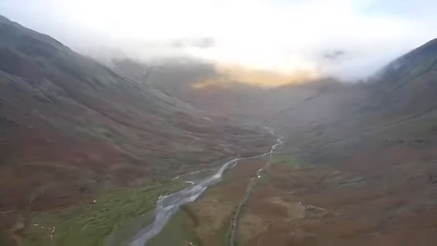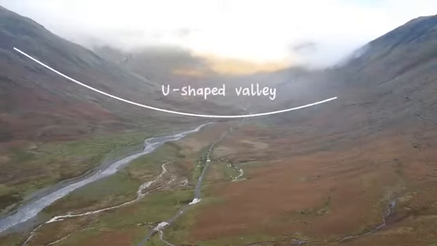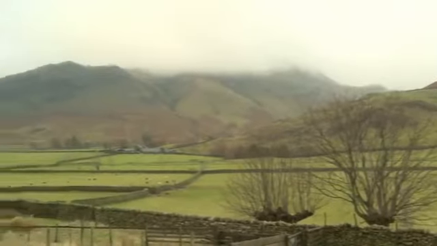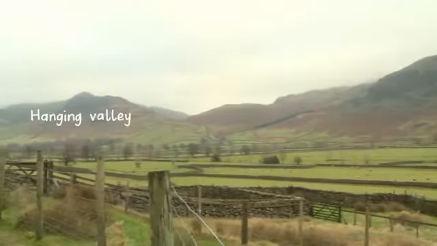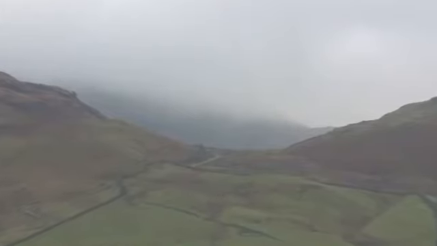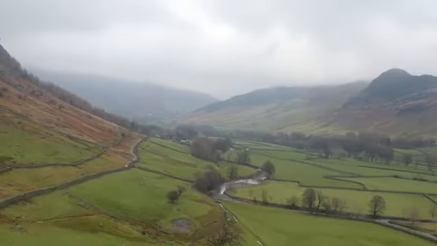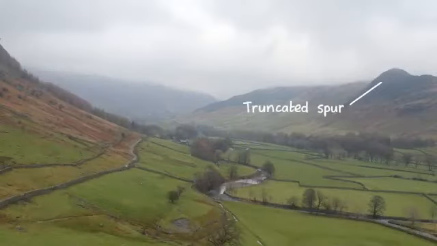Once the glacier moved beyond the corrie, it carved its way through the valley. V-shaped valleys were turned into U-shaped valleys, or glacial troughs, by abrasion and plucking. Smaller and weaker glaciers, with less eroding power, left behind these hanging valleys in the trough. When the glacier crashed through the ancient interlocking spurs, it sliced off their ends, leaving behind truncated spurs.